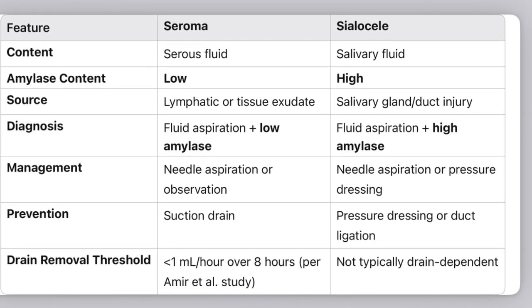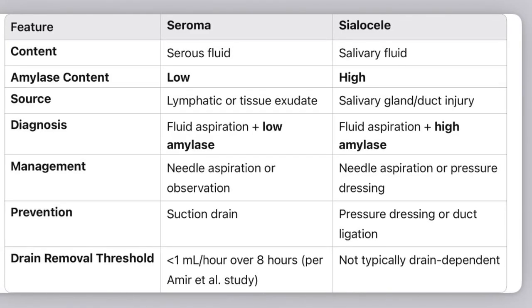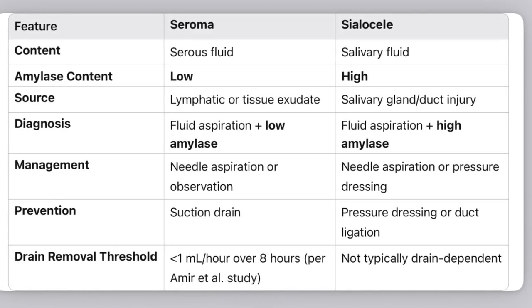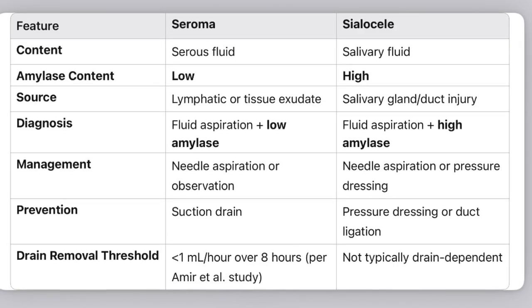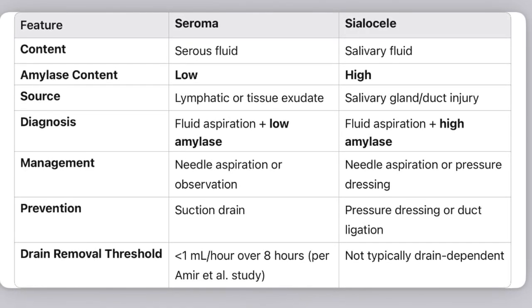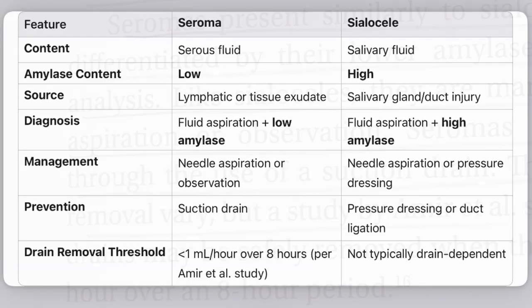Prevention: you can prevent seroma by properly maintaining the suction drainage for a long term. While for sialocele, you have to give pressure for a long term, and sometimes it requires duct ligation. Drain removal: if less than 1 ml per hour is coming over 8 hours, you can remove the drain.